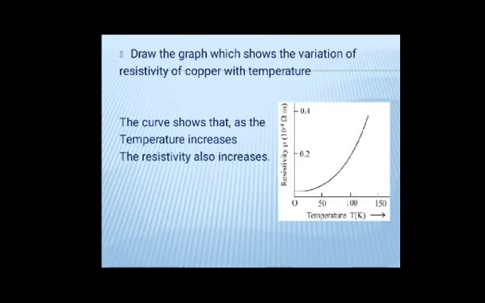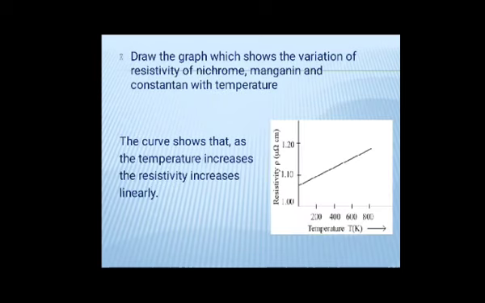Now if we plot a graph for copper, that is variation of resistivity with temperature, then we will get a curve, and this curve shows that as the temperature increases, the resistivity also increases. In the next graph, some alloys are mentioned here. Say nichrome. For nichrome, how do resistivity and temperature vary? This curve shows as the temperature increases, resistivity increases linearly, means you will get a straight line.